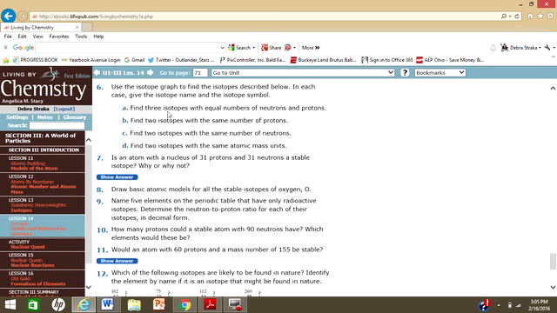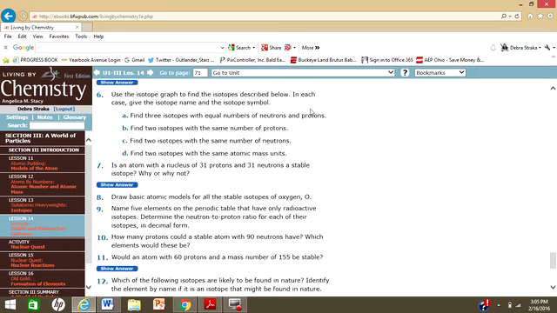So the first one, find 3 isotopes with equal numbers of neutrons and protons. Okay, so we want to make sure that we're looking for something that has equal numbers of neutrons and protons. 3 different elements. And remember, there's a clue on that chart where you can find that.